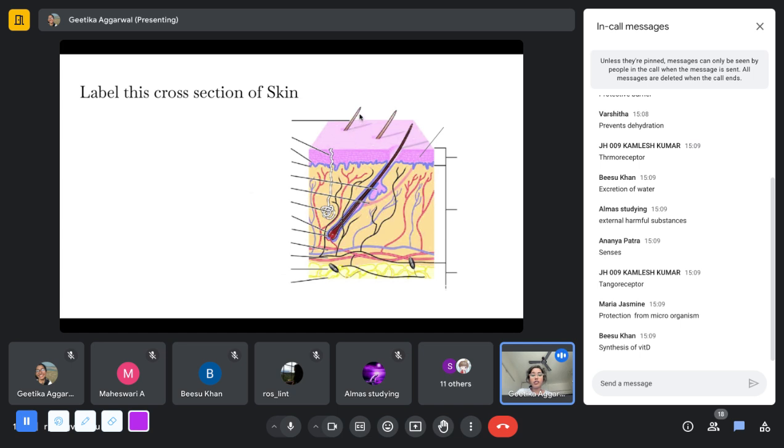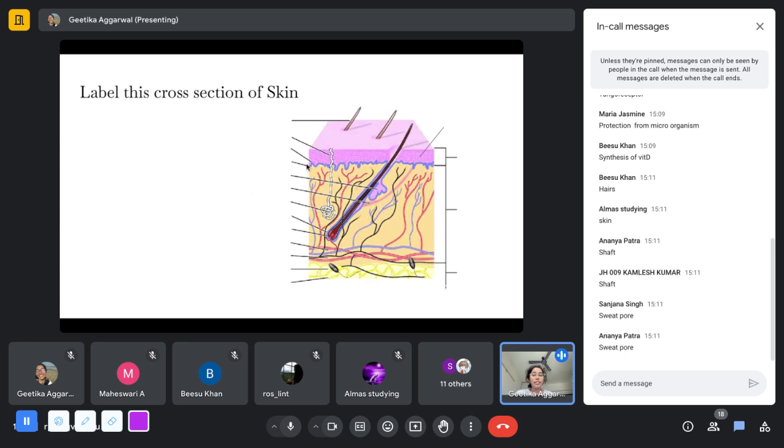So, what is this thing here? What do you think it is? It's the hair, but what part of the hair? It's the shaft. Very correct. This is the shaft. What is this tube-like thing here which connects to something down? What is this part? It's the sweat pore.